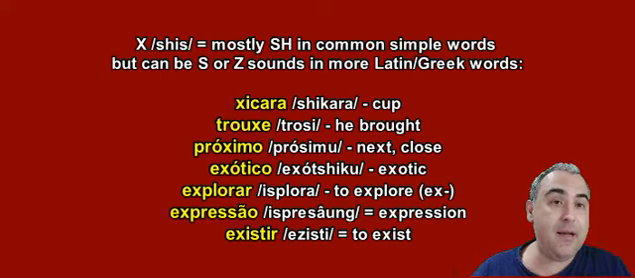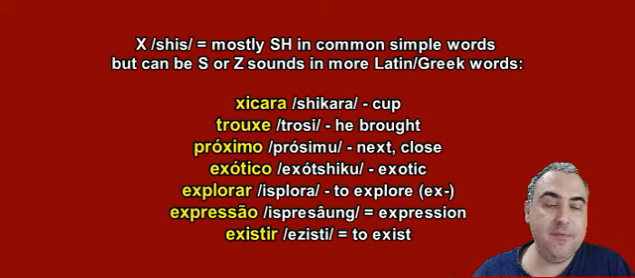So a word like xícara is a cup that I drink coffee with, a cup. Xícara. Trouxe, however, is the past tense of the verb to bring. Trazer. Trouxe, he brought. Ele trouxe uma xícara. He brought a cup.